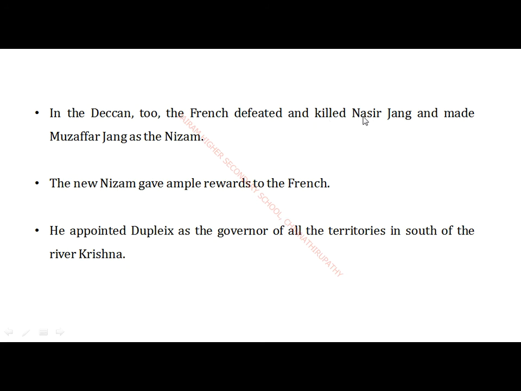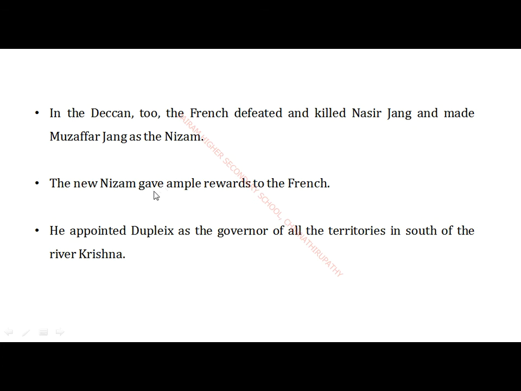So Nazir Jung was killed. Nazir Jung was supported by the British. So the French gave a helping hand to whom? Muzaffar Jung, to kill his enemy Nazir Jung. Here the French succeeded and occupied a lot of territories.